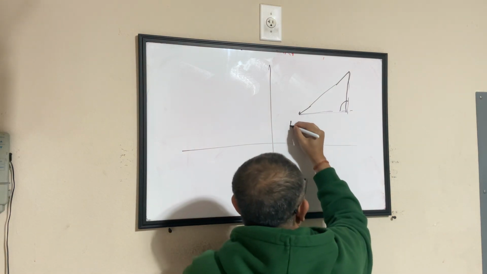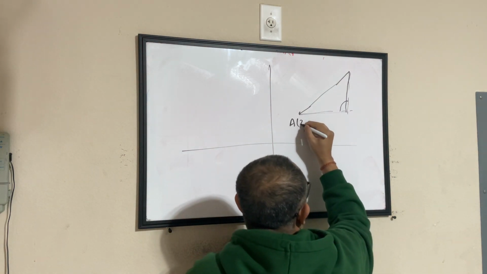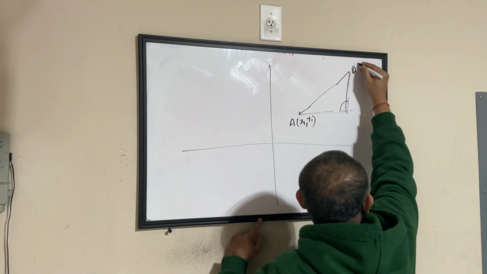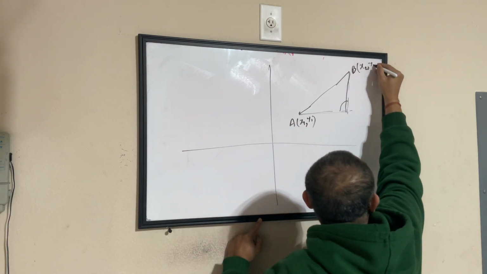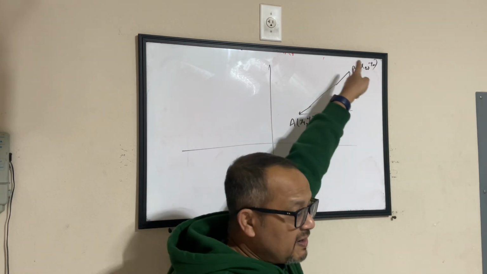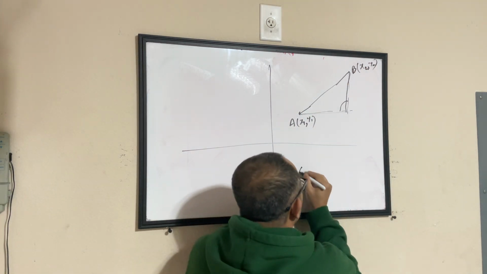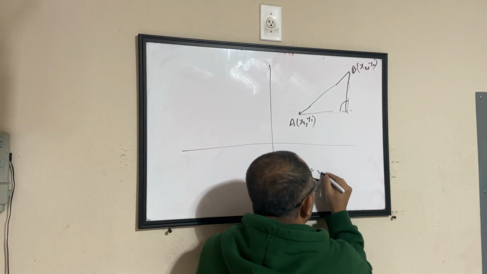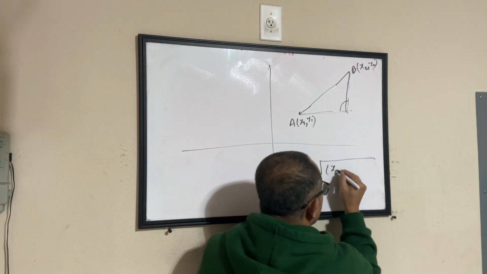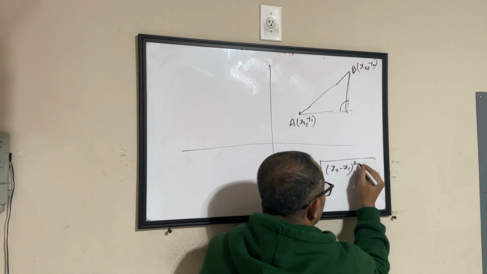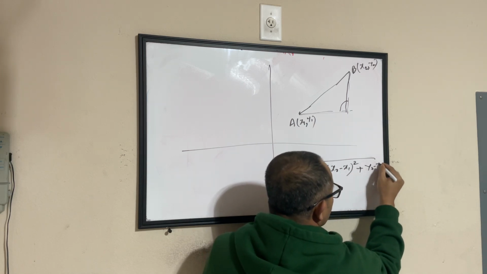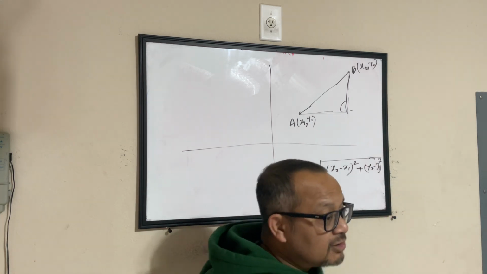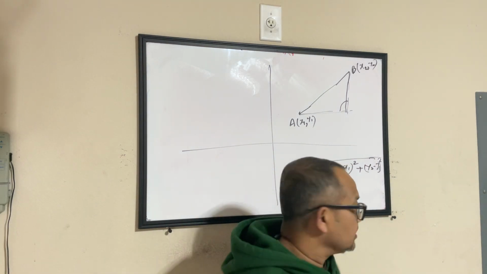Meaning, if you have to find out this length, this point, let's say the coordinates are x1 and y1, and here point B, the coordinates are x2, y2. The length AB will be equal to square root of (x2 minus x1) squared plus (y2 minus y1) squared. Now, this might look very complicated, it is not.